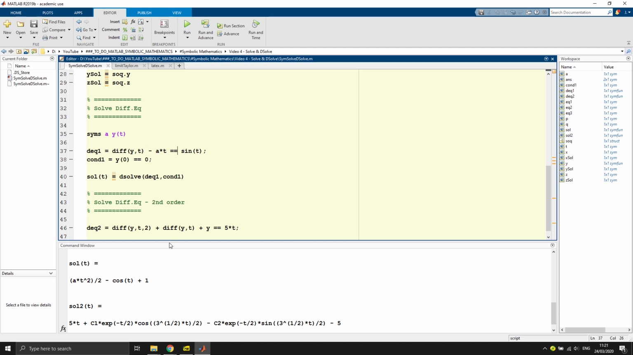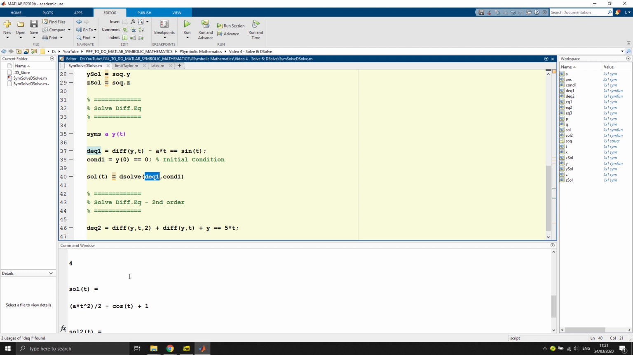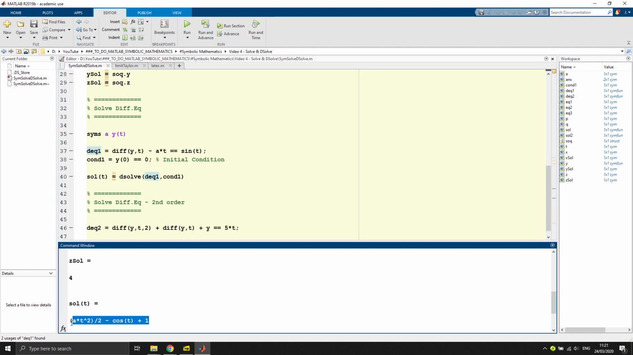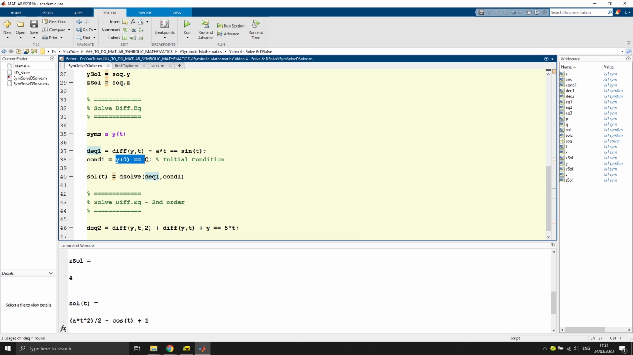And if we now want to solve this equation along with the initial condition, maybe I'll write it so that you know what that means. Initial condition, it's the initial condition. So we write dsolve, then we take the differential equation and we say comma and then put our initial condition in. So what this gives to us is the following. This is the solution to our differential equation: a times t squared divided by 2 minus cosine of t plus 1. This is the solution for this differential equation with this initial condition.